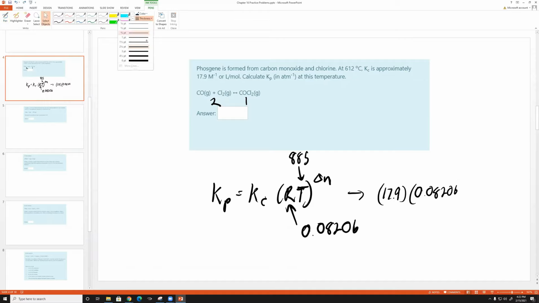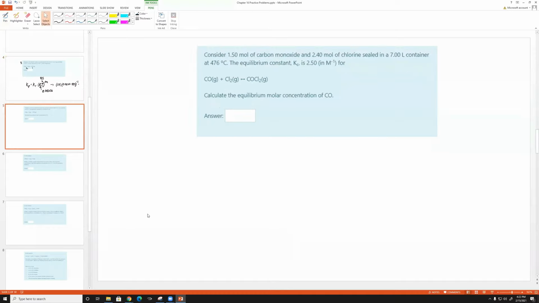Or we should not close the parenthesis yet. Times our temperature, which is going to be 885, and to the -1. So again, I'm not going to solve this one, but you guys can write it in the comments. We'll call this number 3, and you can write the answer in the comments if you'd like.